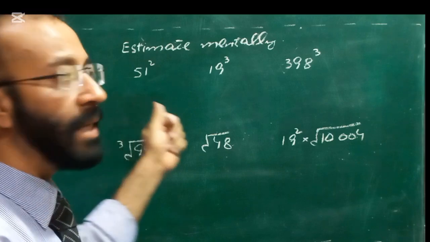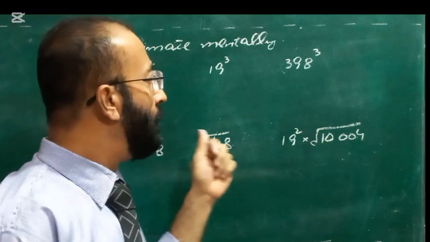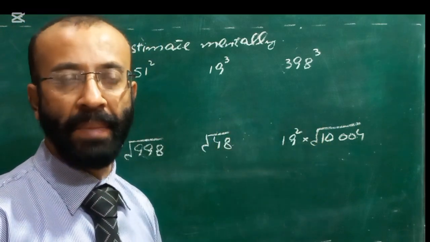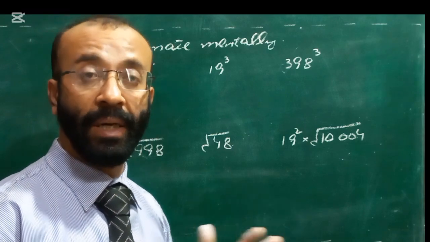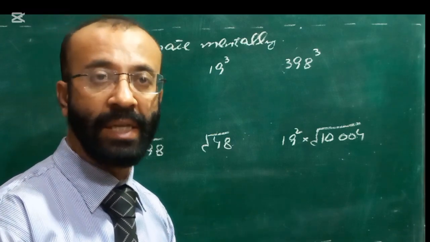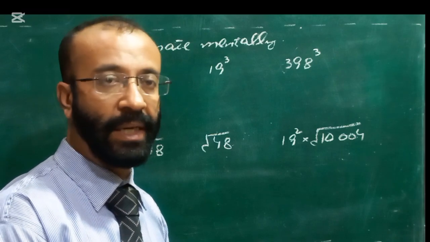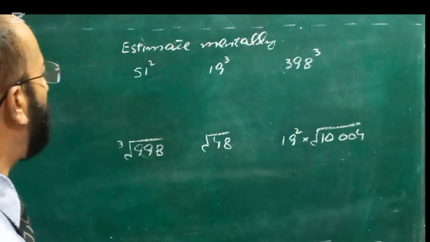The next question is estimate mentally. Whenever this kind of questions come in the paper, the method to solve these kind of numbers is to round off these numbers to nearest 10, 100 or 1000, etc. That will make the question more easy.